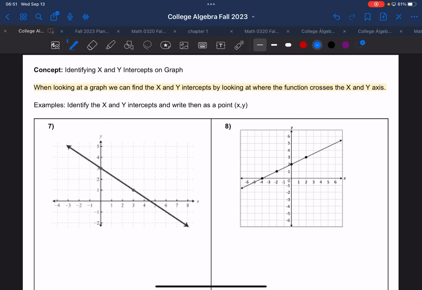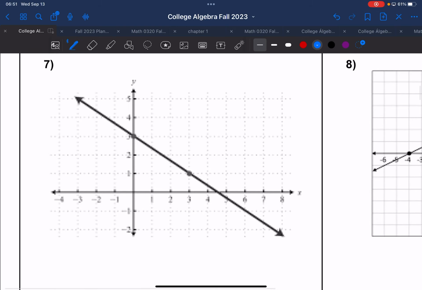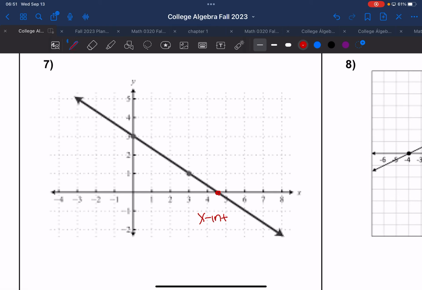Next concept, we're identifying the x and y intercepts on a graph. So it says when looking at a graph, we can find the x and y intercepts by looking at where the function crosses the x and y axis. So in these examples, we are going to identify them and write them as points. Okay, so looking at number 7, what is the x-intercept? 4.5. Good, about 4.5. So right here, we're looking at the x-intercept because it crosses the x-axis right here.